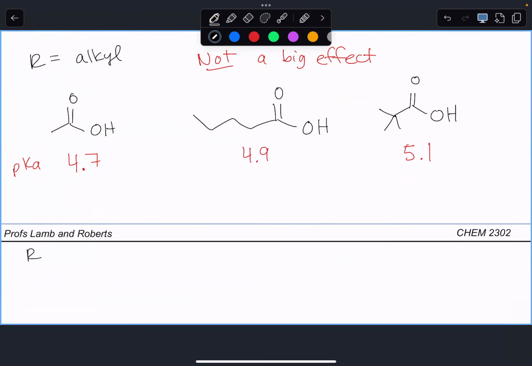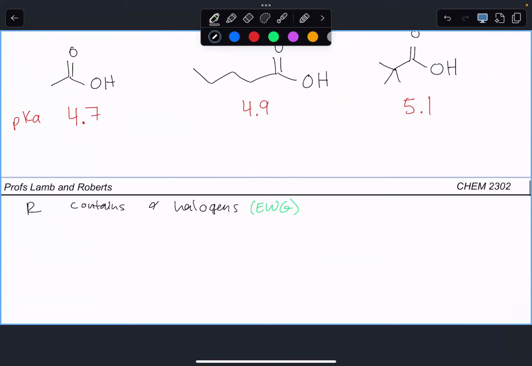Okay, so if R, so first talk about alpha halogens, so in the alpha position. So remember that halogens are an electron withdrawing group, right? They're very electronegative. So we can look at this series. So again, let's remind ourselves that the carbon next to the carbonyl, not the carbonyl carbon, but the one next to it, is the alpha carbon.